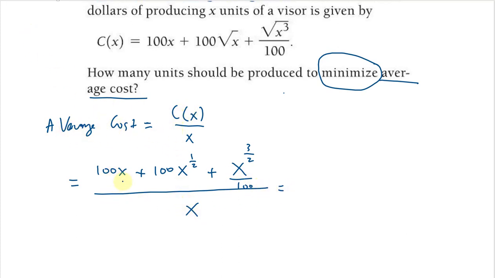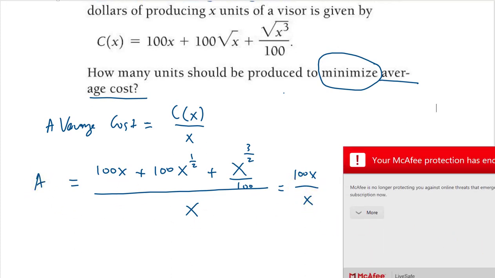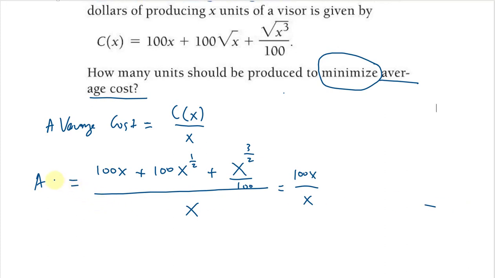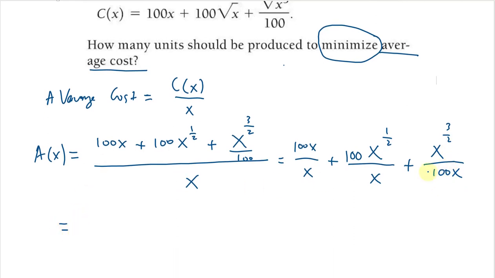Okay, so you can simplify this here. 100x, you can take the first term, divide by x. Okay, this is the average cost. And the next term, you can also take 1/2 and then divide by x. And then the last term, x to the 3/2 over 100 divided by x is the same thing as multiplying by x at the bottom here. Okay, we need to simplify this expression.